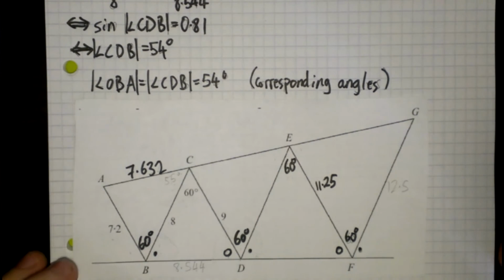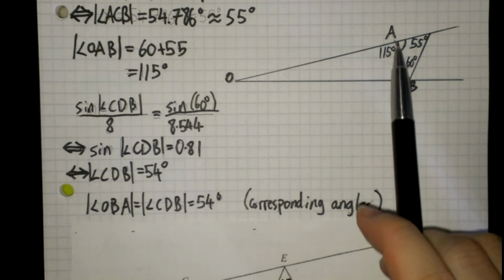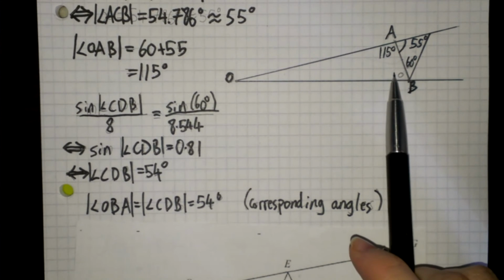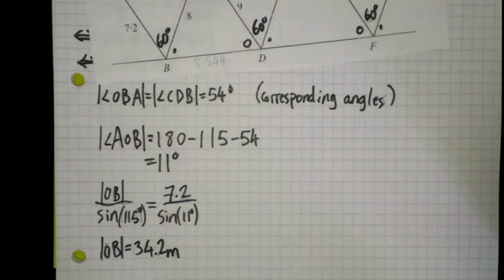So now if I go back to my triangle here, I now have this side length AB, I have 115 degrees, and I have this angle is 54 degrees. So with that, I should be able to find out another good bit of information, and then I'll be able to find the length OB that I'm looking for. Here we go then into the home stretch, as it were.